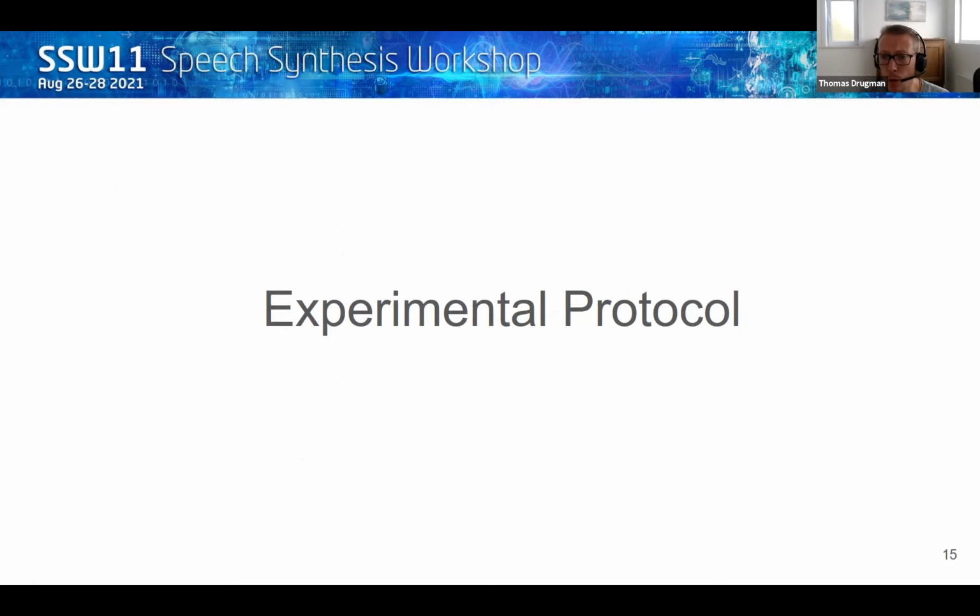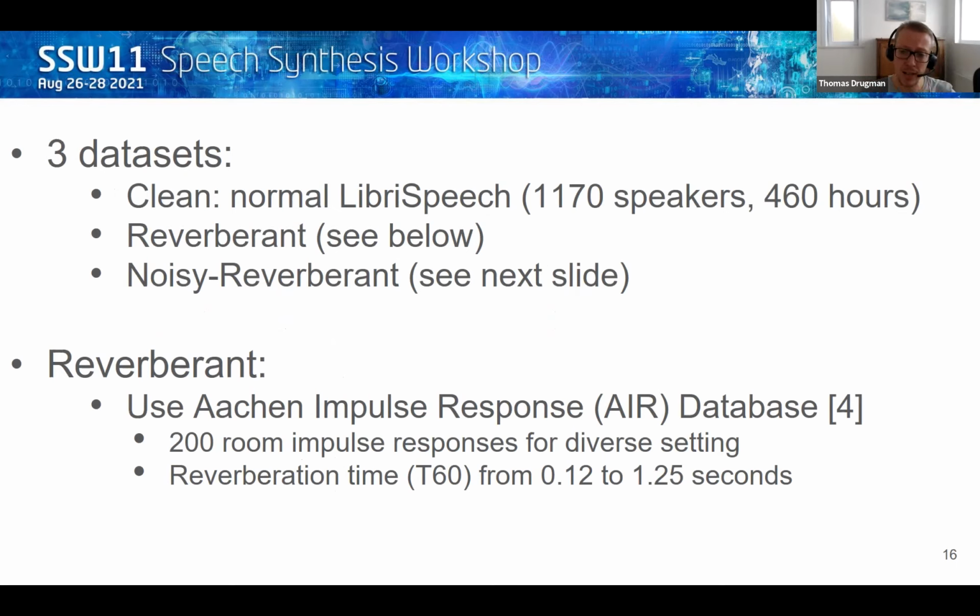The experimental protocol: we use 3 data sets. As clean recordings, we use the normal LibriSpeech data set, where we have in total about 1.2K speakers and 460 hours. And then we have 2 versions which are artificially corrupted. We have a scenario where we have only reverberation, and then we have additive noise plus reverberation. To create the reverberant data set, we use the Aachen impulse response database with a wide range of settings for the impulse responses.